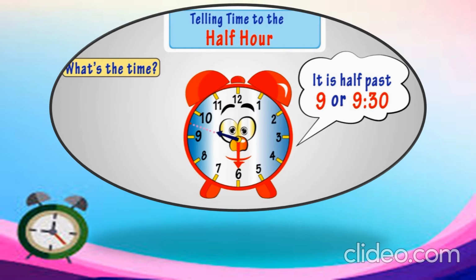Next, half past. Always remember, for half past your long hand should always point towards 6. Let us see where the short hand is pointing. It is pointing between 9 and 10. That means 9 hours. And the long hand pointing towards 6 means 30 minutes. We can also read this as half past 9 or 9:30.